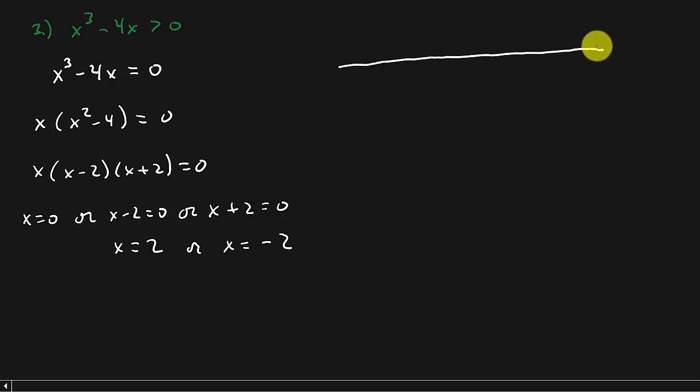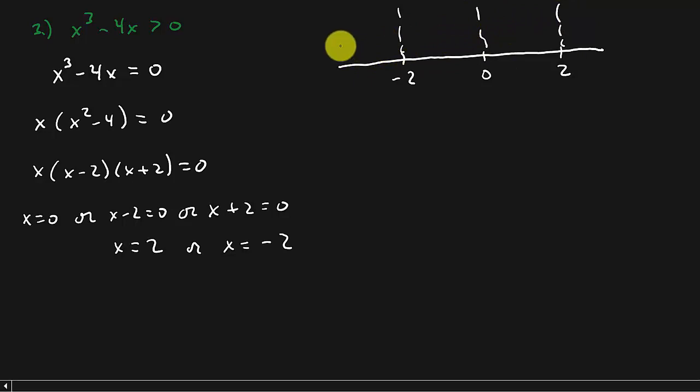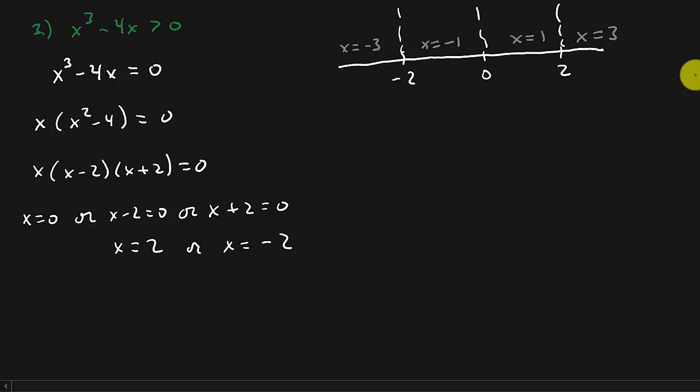So let's draw our number line. We've got -2, 0, and 2. And so you can see in this problem, this breaks it up into 1, 2, 3, 4 regions. All right. So let's pick a number from each region. We'll do x equals -3, x equals -1, x equals 1, and x equals 3. Like I said, for the ones you pick from each region, you can pick whatever numbers you want as long as they're in those regions. But pick something simple. Don't make it difficult on yourself.